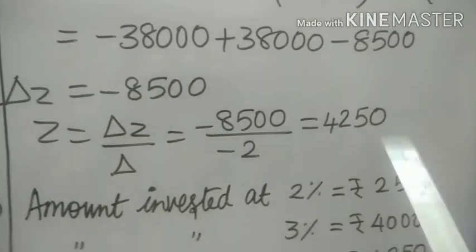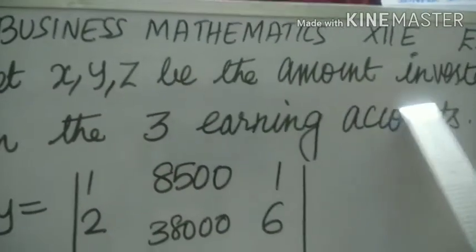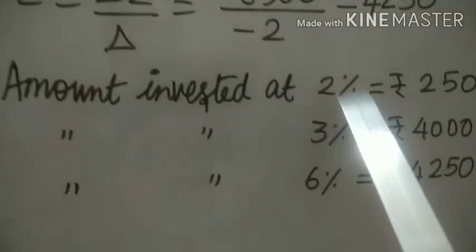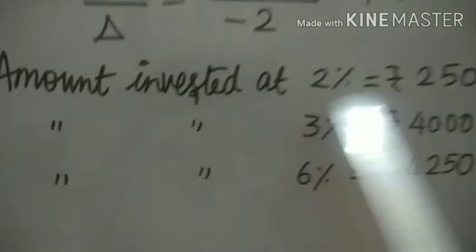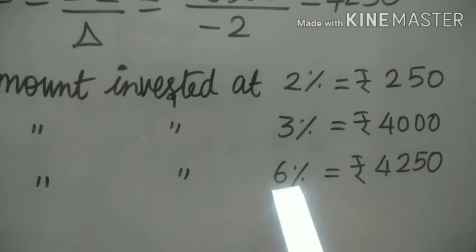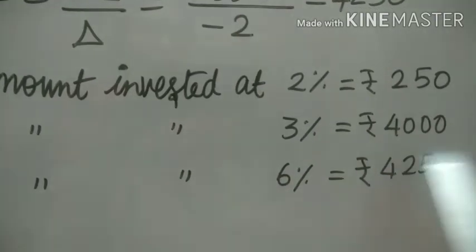Now what is the original question we have taken? X, Y, Z be the amount invested in the 3 earning accounts. So amount invested at the 3 different percentages: 2% is the X value, 3% the Y value, and 6% is the Z value, and that is the answer.